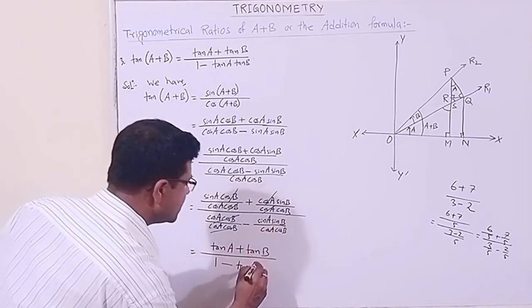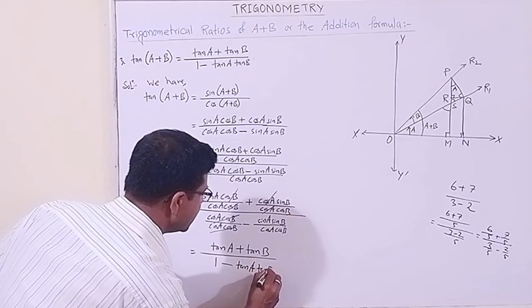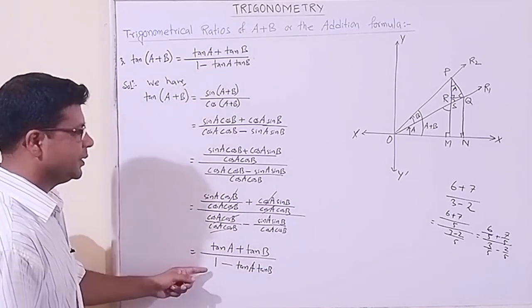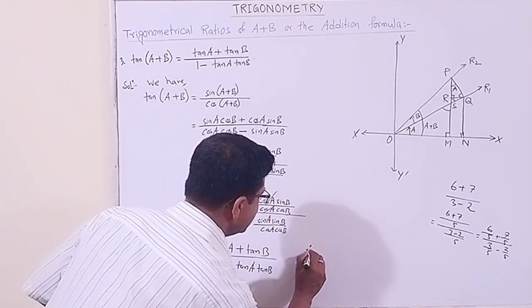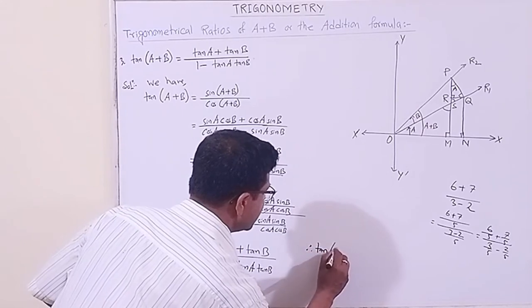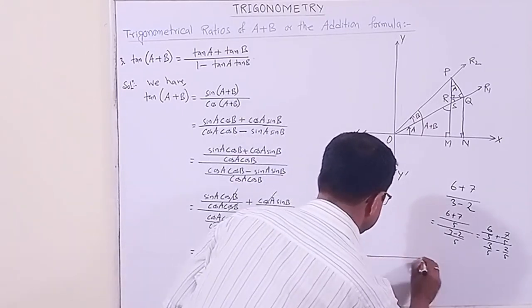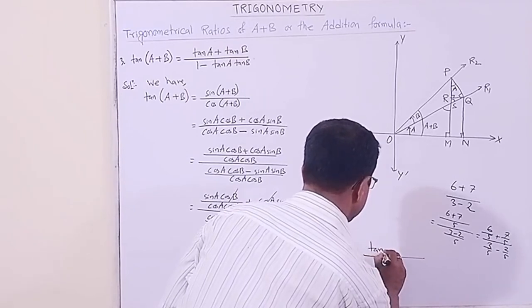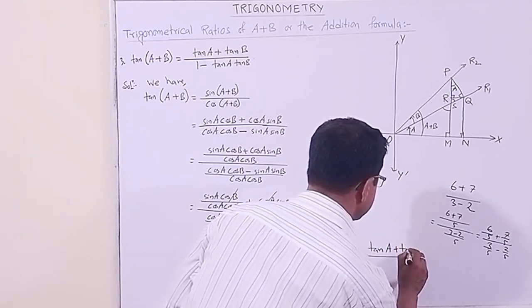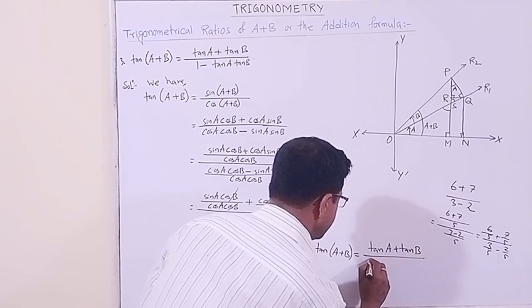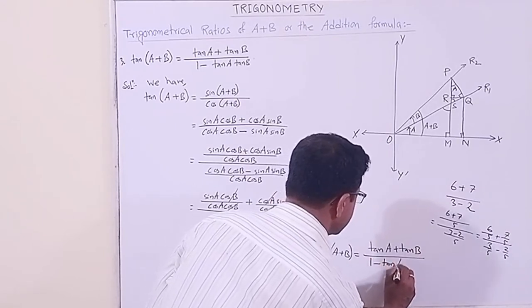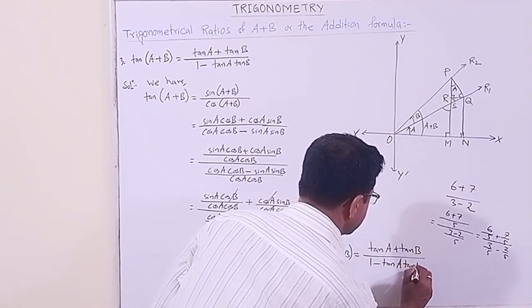Then sin b by cos b is tan b. You can check, thus we have derived. Okay, let us write the formula now. Therefore last conclusion, tan of a plus b is tan a plus tan b divided by 1 minus tan a tan b.